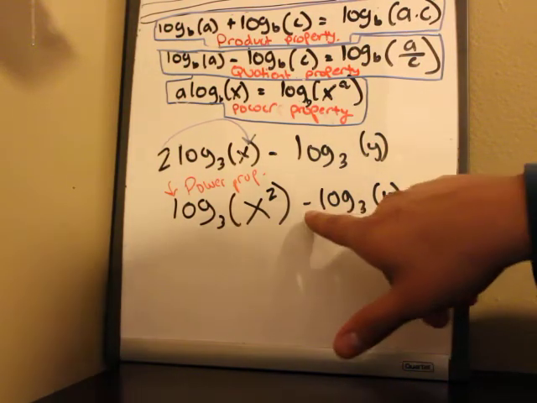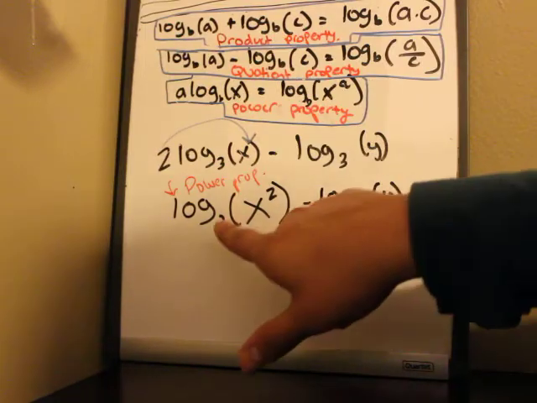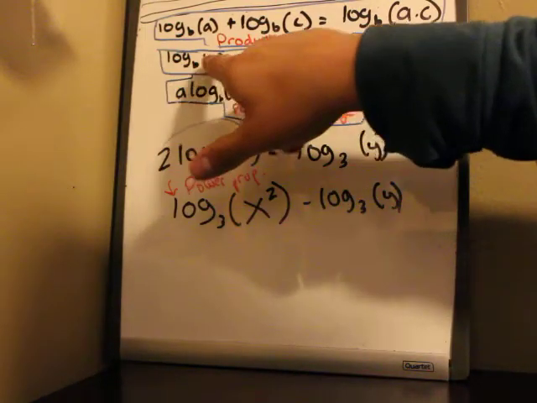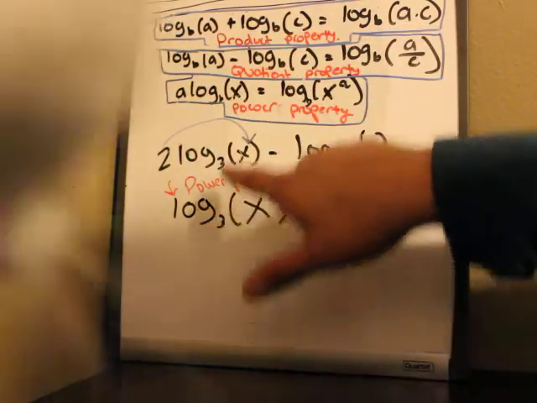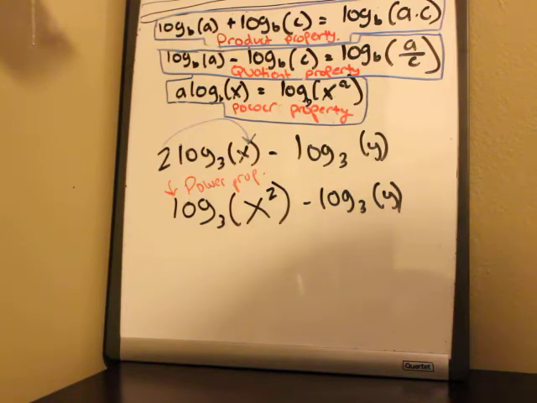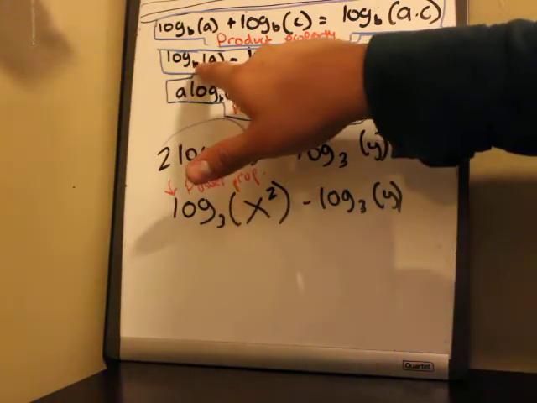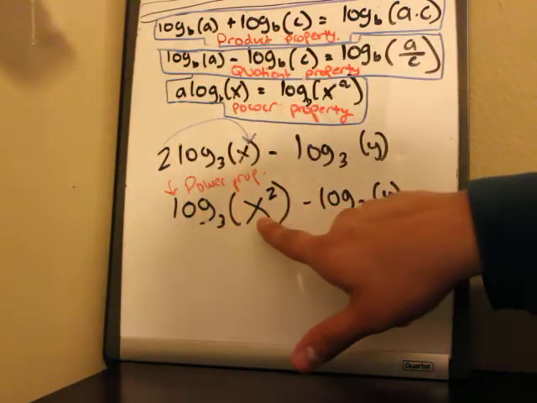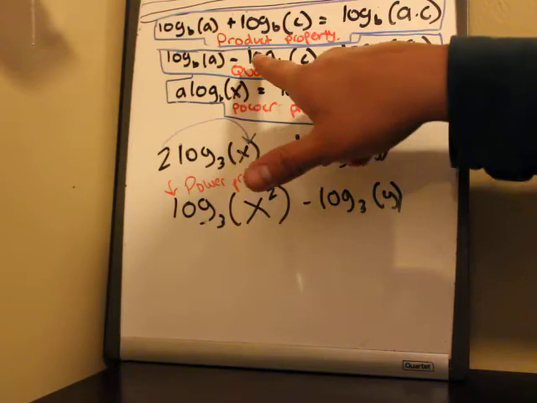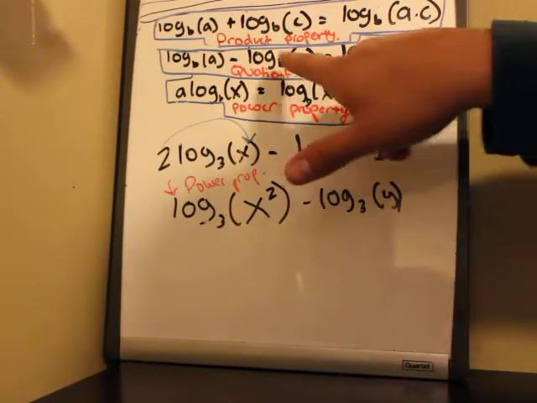Okay, now I see something with the minus sign, so I want to look at my quotient property. So we know my base is 3, so log base b of a, so log base 3, and our a is x squared. And minus log base 3 of c.